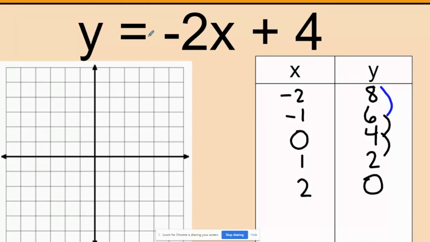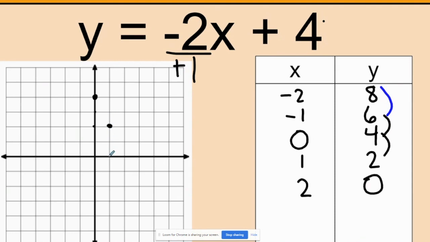When I graph it, I like to start with my y-intercept, which is the 4 right here. So I'm going to go up 1, 2, 3, 4, and I put a dot. My slope is negative 2. I have to make it a fraction, so it's over 1. So rise negative 2, that means I'm going to go down 2, and then this is a positive 1, so I would go over 1.